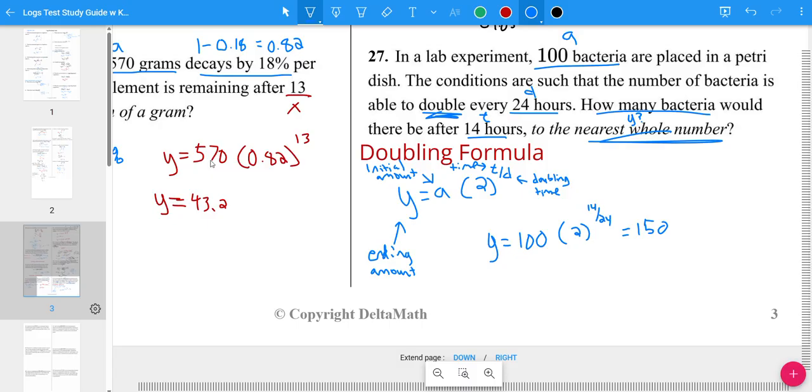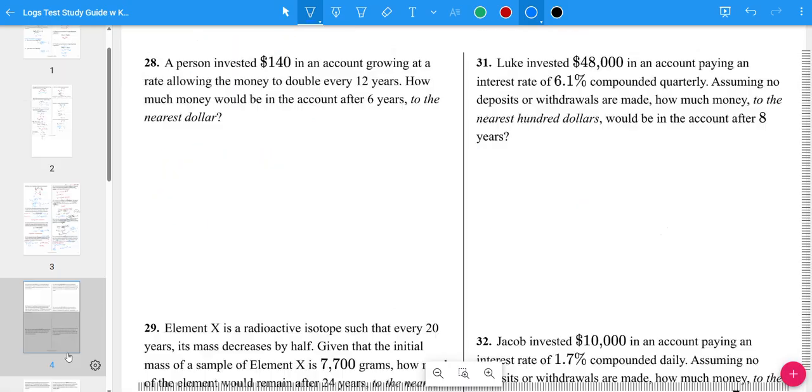Okay, so 28, same idea. We're doubling again, correct? Yep, doubling, so using the doubling formula. Started with this, they double every 12 years, so D is 12. We want to know after 6 years how much money there would be. We don't know our Y. So Y equals 140 times 2 to the 6 over 12, to the nearest dollar, whole number. So that would be 198.